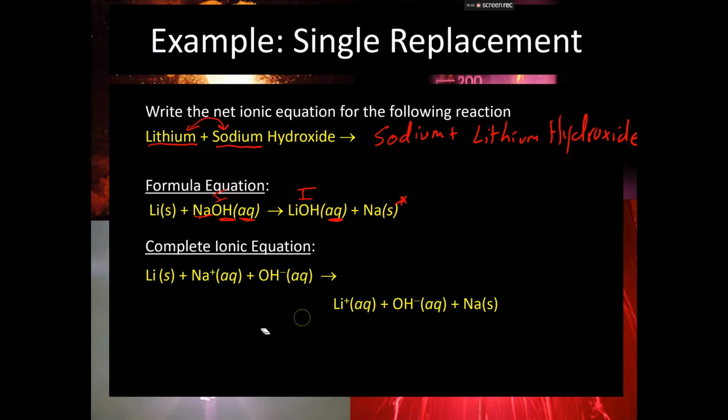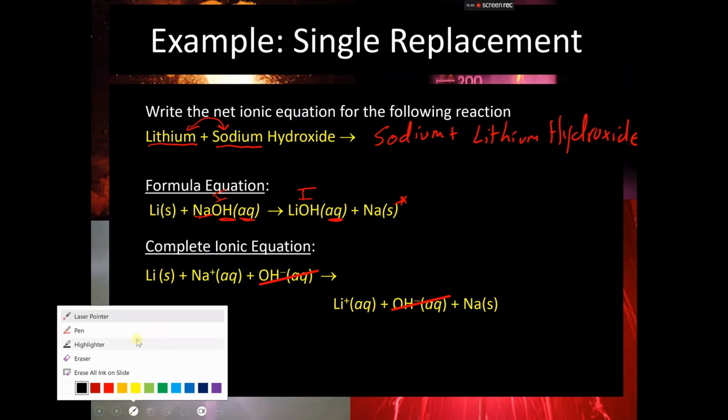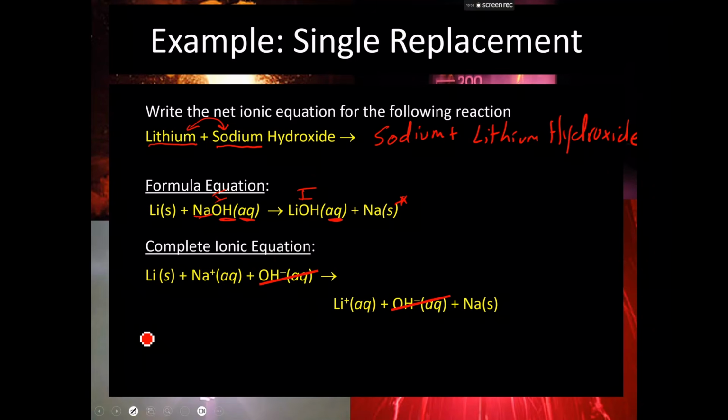So now that we have our complete ionic equation, to write the net ionic equation we are going to grab this, and anything that's identical on both sides, we're going to cross out. In this case, the hydroxide, the OH minus aqueous, is identical. We have OH minus aqueous on the reactant side. We have OH minus aqueous on the product side. So that's going to get canceled out. Those are spectator ions. So that hydroxide is a spectator ion. The OH minus is a spectator ion.